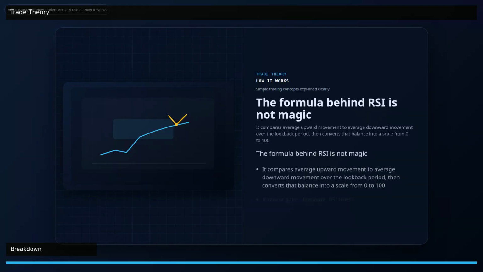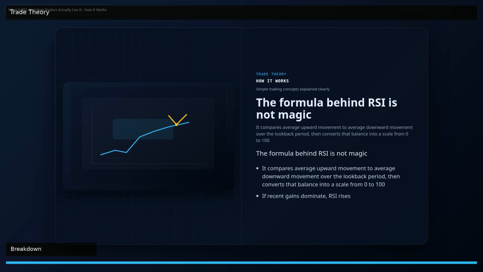The formula behind RSI is not magic. It compares average upward movement to average downward movement over the look-back period, then converts that balance into a scale from 0 to 100. If recent gains dominate, RSI rises. If recent losses dominate, RSI falls.